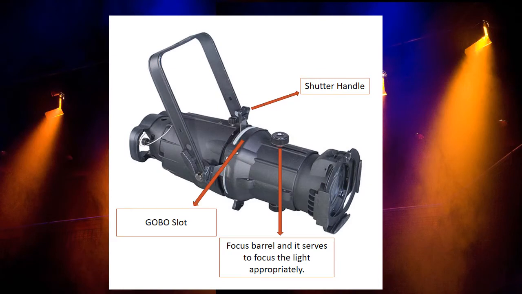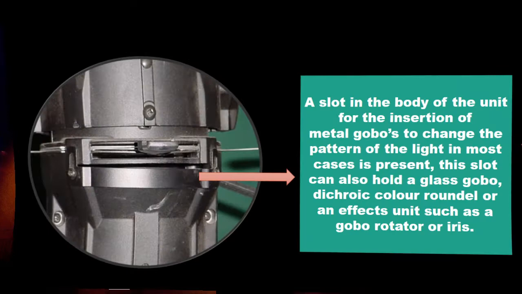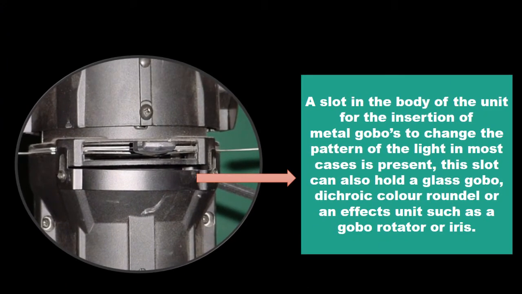In the center of this profile light, there is a focus barrel, and it serves to focus the light appropriately. At the end of the light, there is also a gobo slot, which is used to produce special effects. This light is usually used as a front light and has a variety of radiation focus that uses shutters, iris, and gobo. In the profile light, there is a slot in the body of the unit for the insertion of metal gobos to change the pattern of the light. This slot can also hold a glass gobo, dichroic color roundel, or an effects unit such as a gobo rotator or iris.